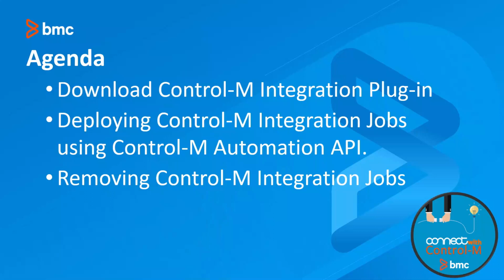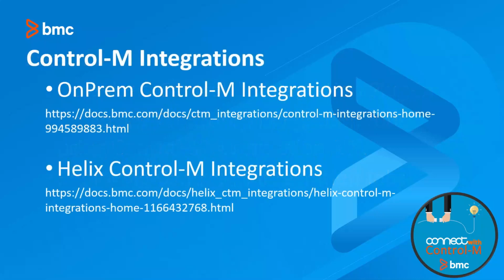Today we will be looking into how to deploy Control-M integration jobs using Control-M Automation API. We will also look at the scenario where, as an administrator, I need to use Automation API to deploy Control-M integration job types to a Control-M agent and how to remove them from the agent. In this presentation, we will show an example using Control-M integration jobs for on-prem, but the steps are similar to Helix Control-M integration jobs. We will have these links available in the link section.